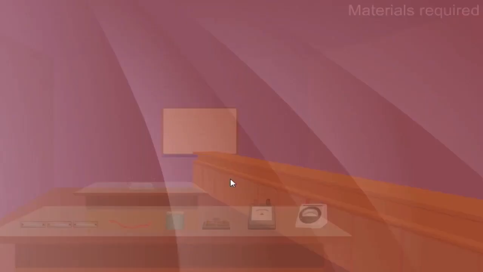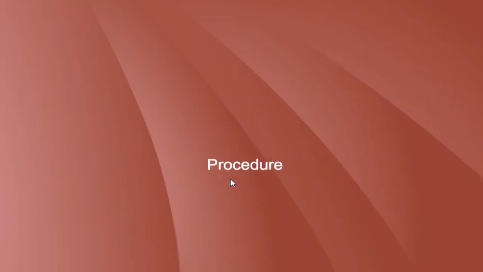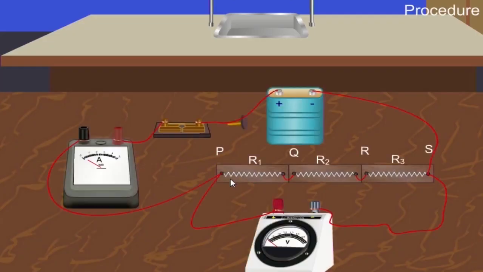Now, let us come to the procedure as to how to proceed with this activity. We will take three resistors R1, R2 and R3 of resistances 1 ohm, 2 ohm and 3 ohm respectively and connect them in series with a battery, a plug key and an ammeter, and connect a voltmeter in parallel between points P and S. You can see how exactly the setup has been made, right?